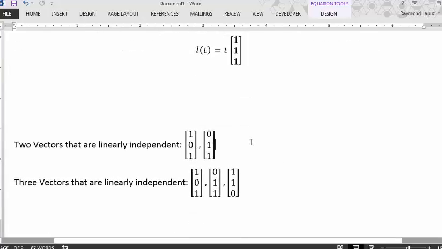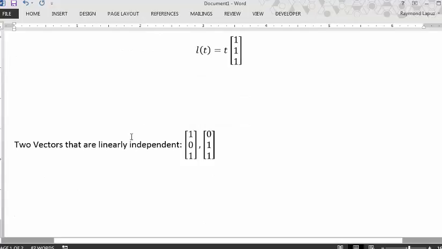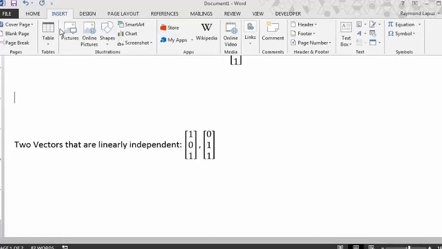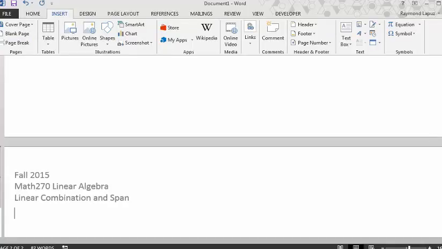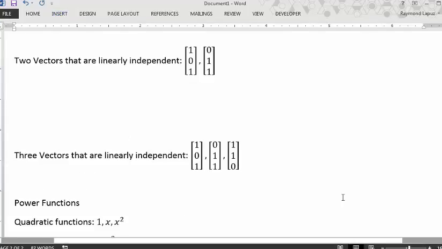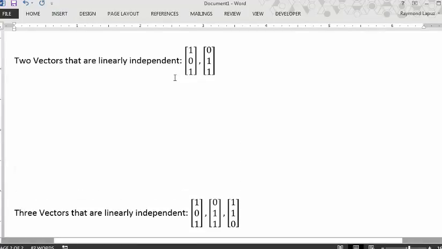Let's take a look at another example where you have (1, 0, 1) and (0, 1, 1). You can use inspection, but you can actually prove this as well, that these two vectors are in fact linearly independent. Alright, so let's see how to deal with this. Let's first start with the linear combination.